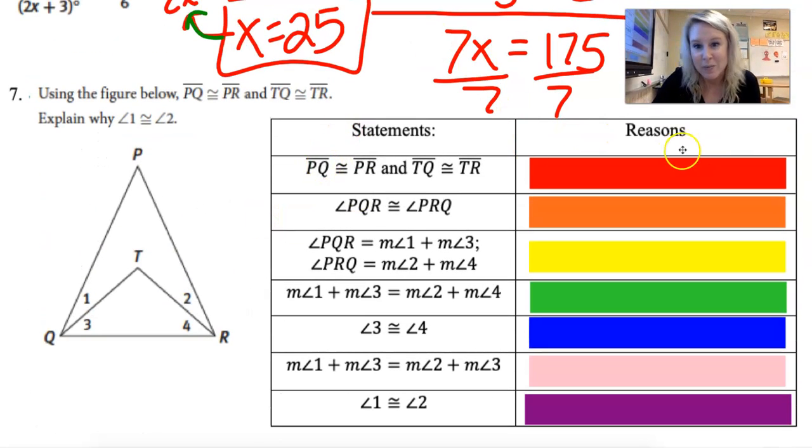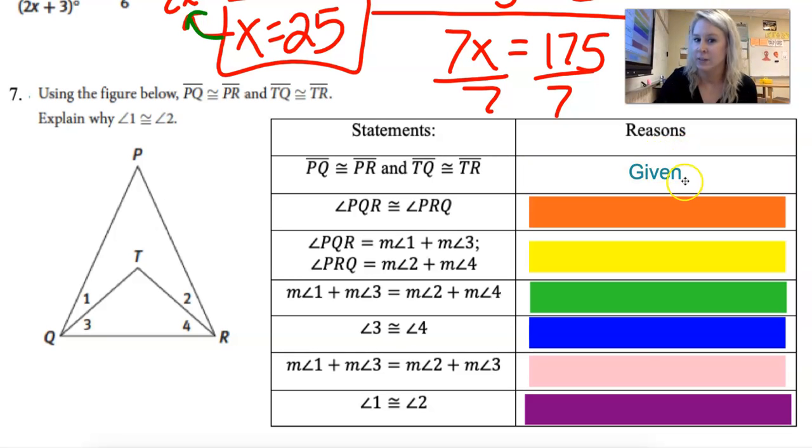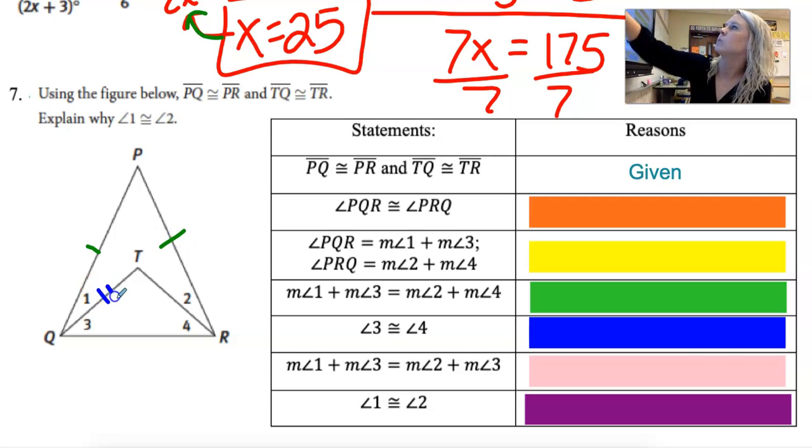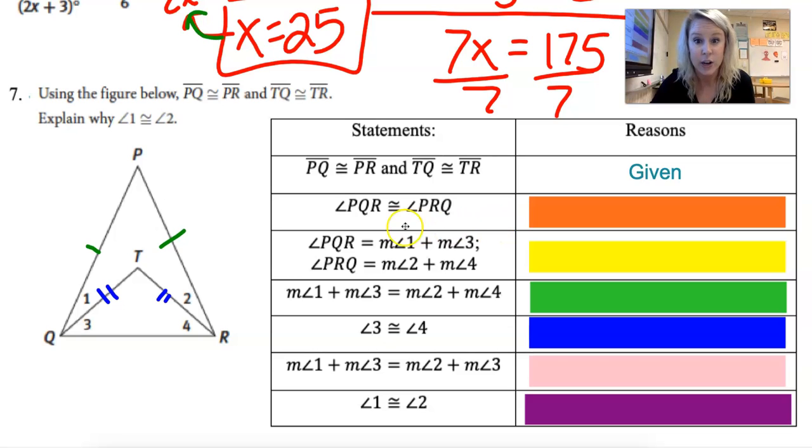So they gave me number 1, so that is a given. I'm actually going to go ahead and mark it. All right, PQ, this side. PR, this side. I'm going to switch colors real quick. And then TQ, this side. TR, that side. So they've given me this, okay? That looks like an isosceles triangle, correct?